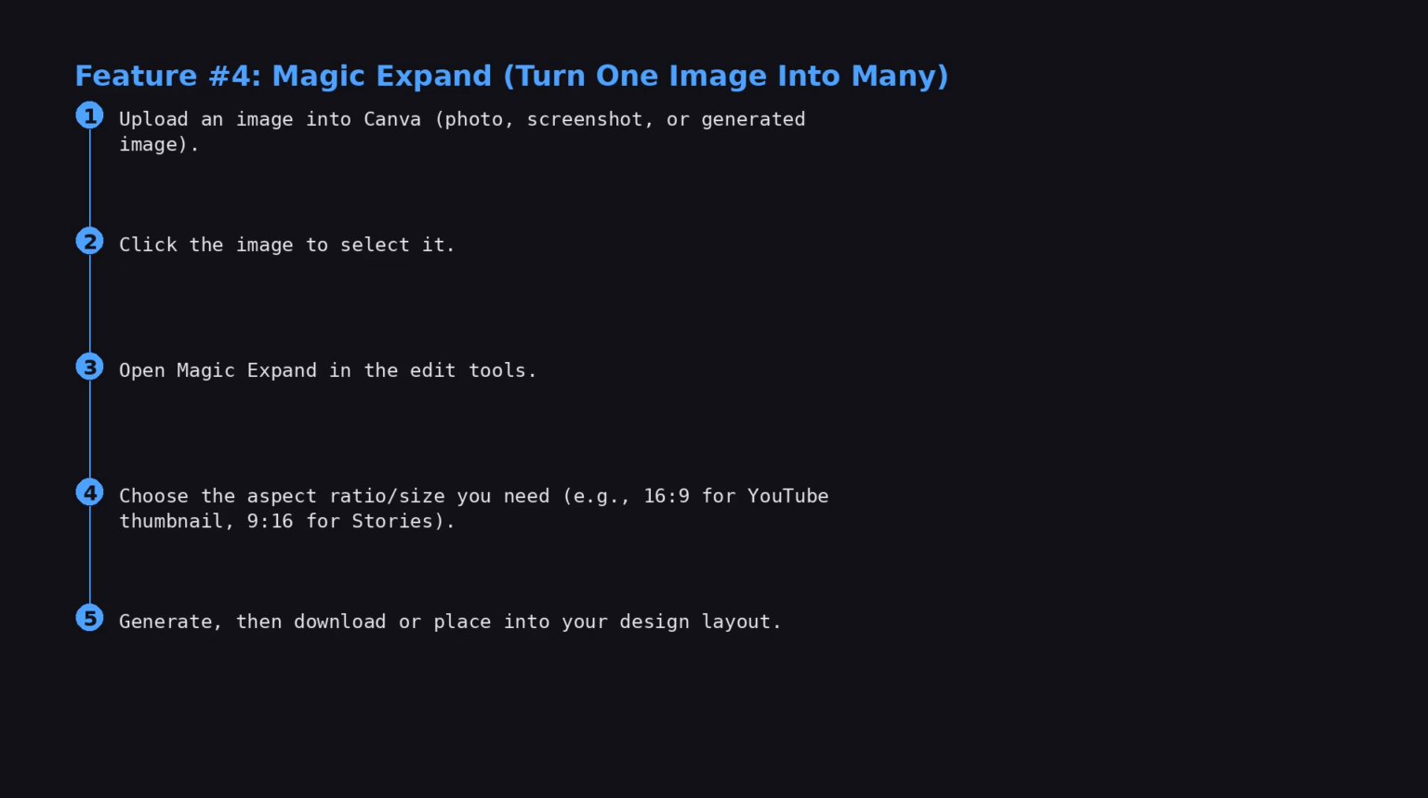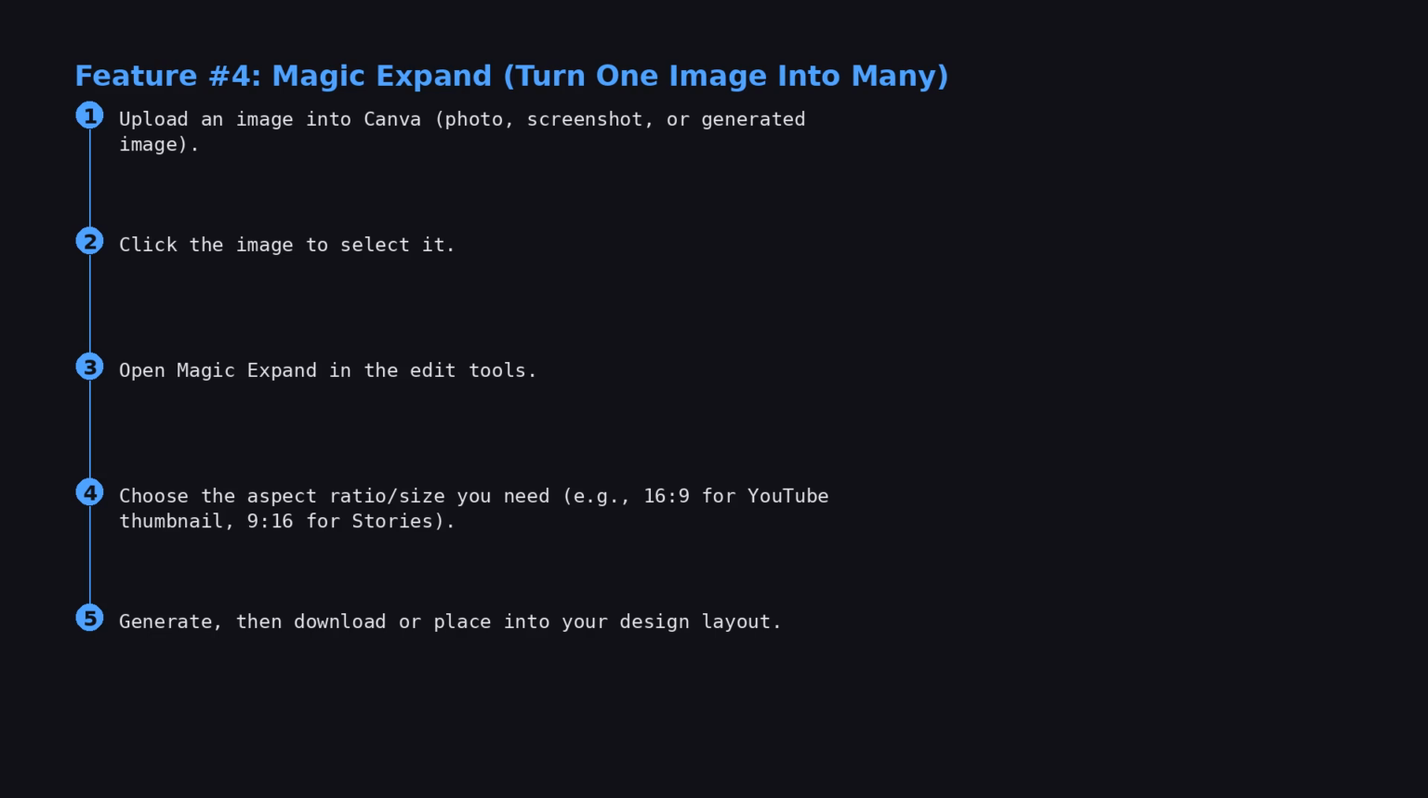Try this scenario. Before, you take one photo for a blog post header. Later, you need a YouTube thumbnail and an Instagram story. You crop the photo for each, and the subject ends up too small or cut off. Your designs look inconsistent, and you end up redoing them. After, expand the same photo.